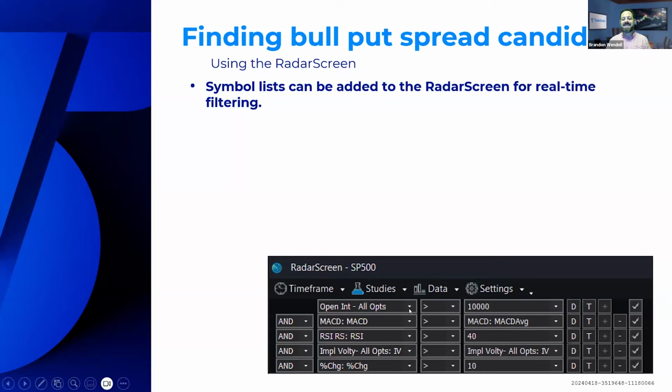We want MACD to be greater than the MACD average. You can use different indicators too. You don't necessarily have to use these, but if the MACD is above the average, you're in a bullish trend. These are applied to a daily chart on the radar screen in the workspace.